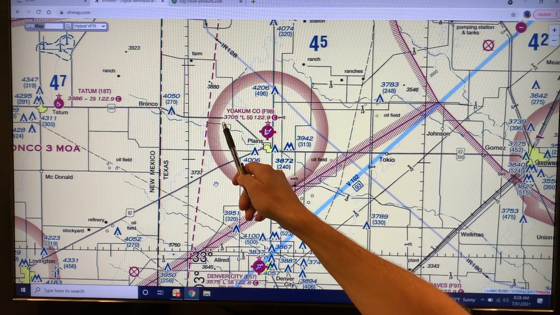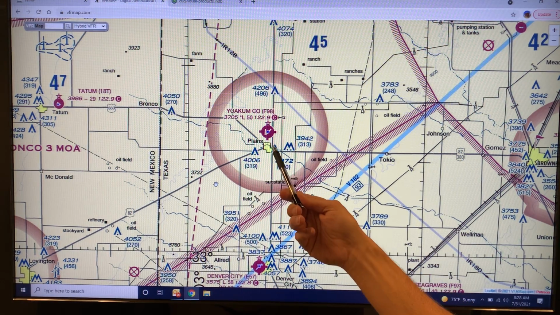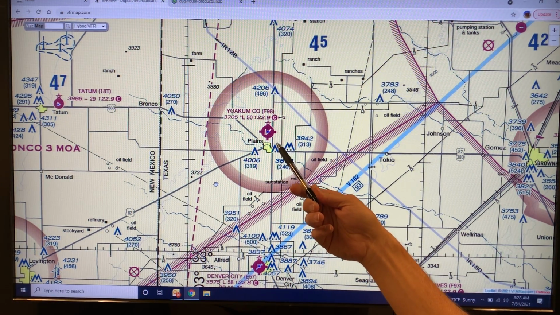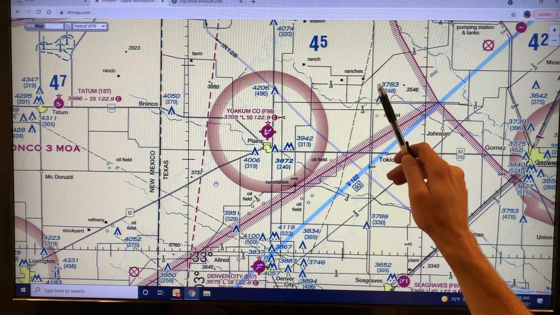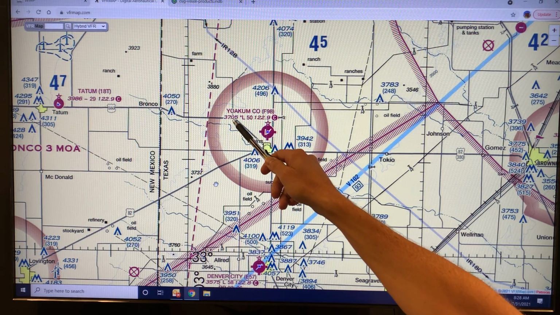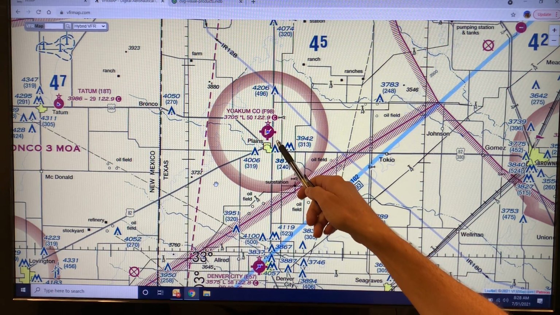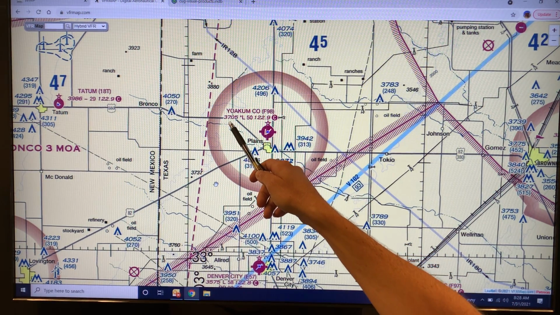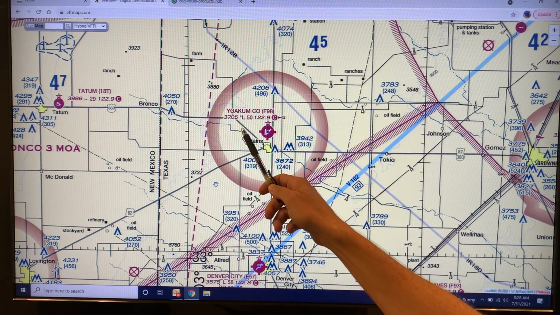Field elevation is 3,705 feet. This is really important when you're landing because you need to know a traffic pattern is typically 1,000 feet above the ground or above the field elevation. So you need to know that your traffic pattern, you expect it to be about 4,700 feet.